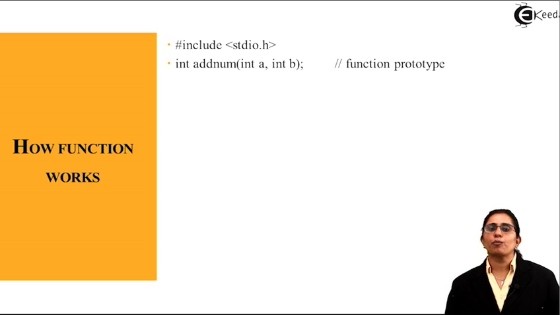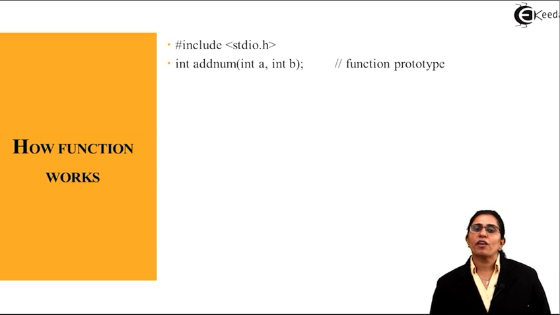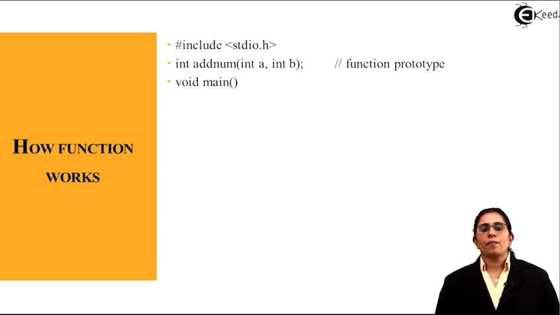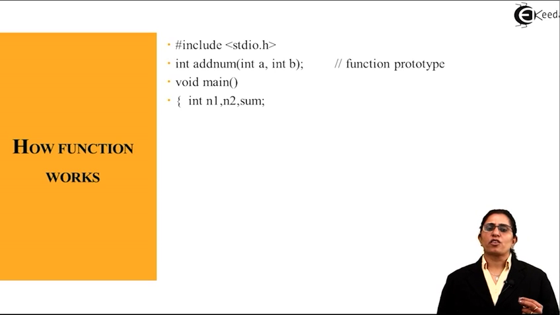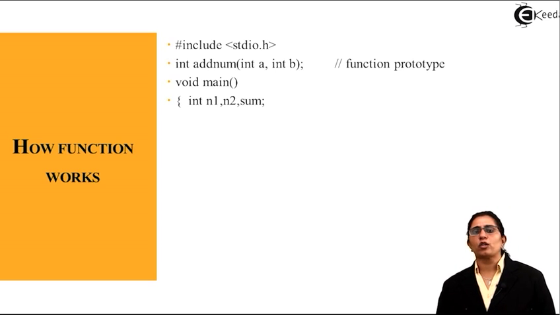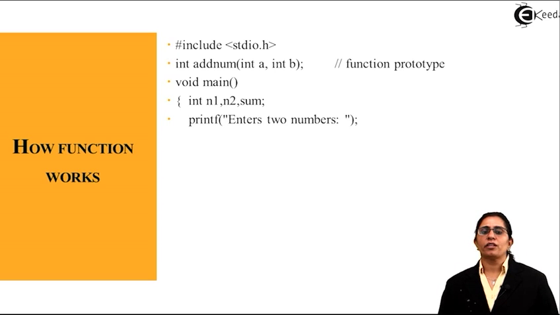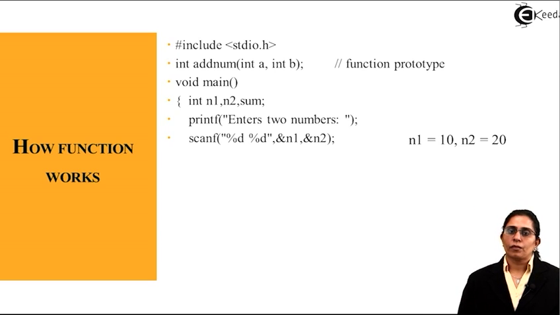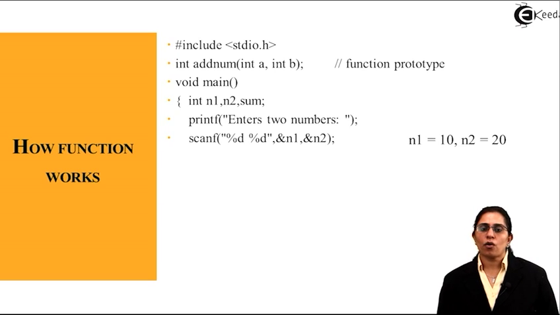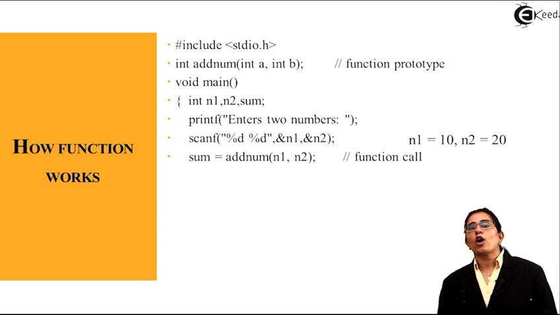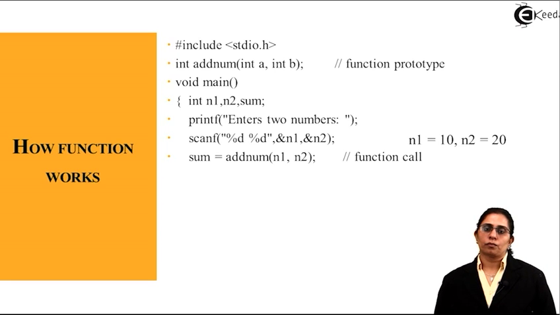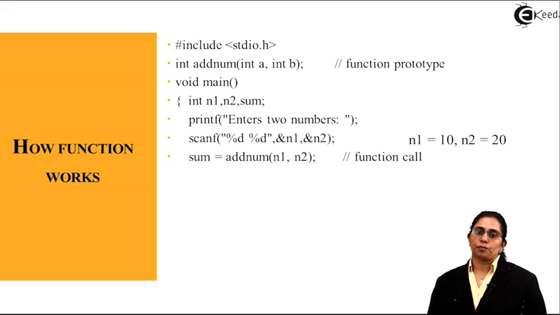So we give a function prototype. Here we are adding two numbers, so we give it as int add num, with the two variables int a and int b. The next step is void main. It's a normal declaration: integer n1, n2 and sum. I enter the two values, n1 gets a value of 10 and n2 gets a value of 20. Now this is a regular program. Now comes the next step. Here I call my function. We have written sum is equal to add num(n1, n2).